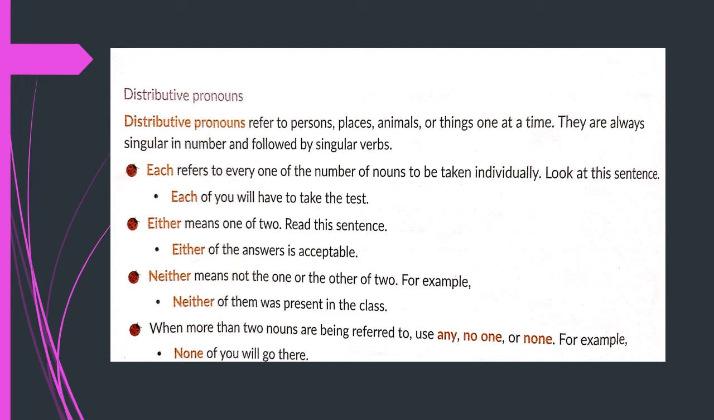Either means one of the two. Either of the answers is acceptable. Neither means not the one or the other of two. For example, neither of them was present in the class. When more than two nouns are being referred to, use any, no one or none. For example, none of you will go there.